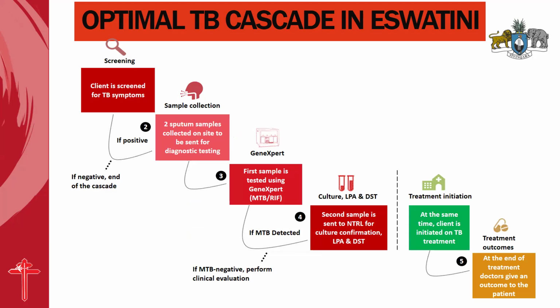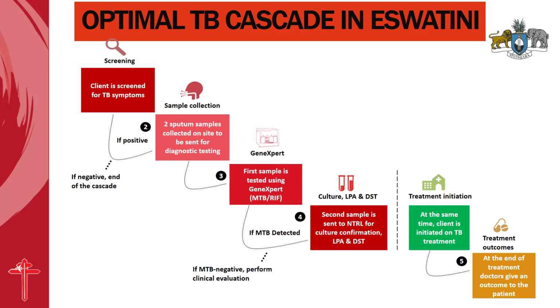The client here is being screened for TB symptoms, where they ask the patient about the symptoms of TB: if they cough, if they have night sweats, if they have a contact for TB. If they respond positive to those questions, they are screened positive, so they continue with the sample collection. But if the screening is negative, the cascade ends because that person does not meet the criteria for continuing in the testing.